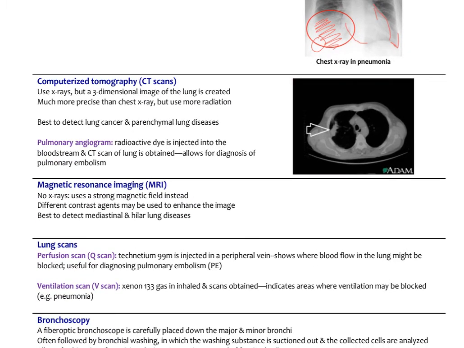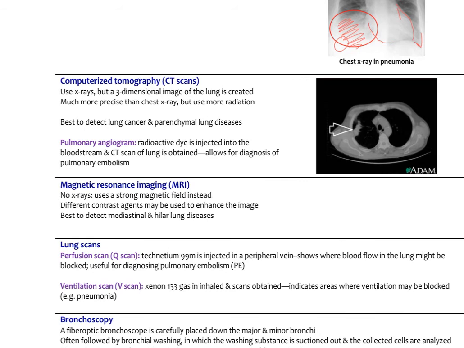A CT scan is going to be a lot more radiation, something like 200 chest x-rays, but it's going to create a three-dimensional image of the lungs, with much higher resolution, and so this is going to be used to detect things like lung cancer, parenchymal lung diseases, and so forth. You can do a procedure called the pulmonary angiogram, where a radioactive dye is injected into the bloodstream, and a CT scan of the lung is obtained, and that shows you the blood vessels in the lungs, and that can be helpful for diagnosing a pulmonary embolism. That'd be that blood clot within a vessel in the lungs.